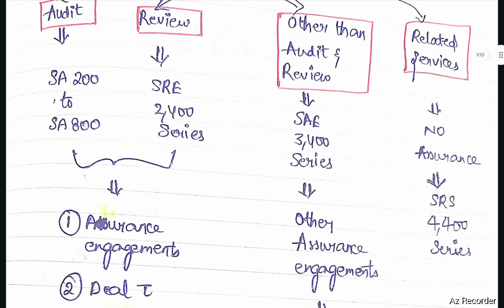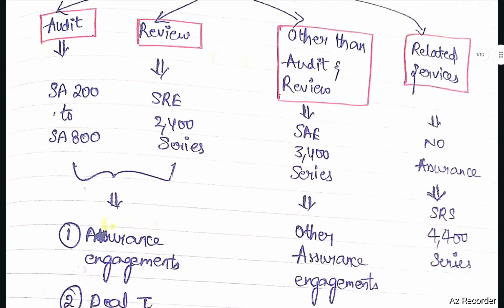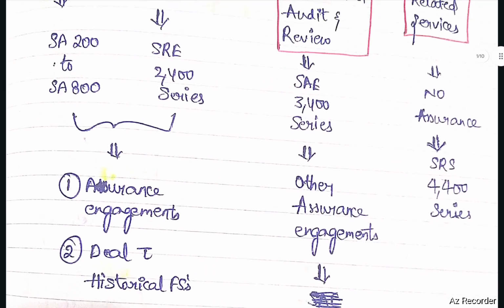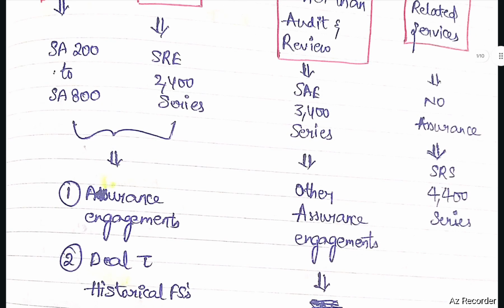For audit and review, both are called as assurance engagements. They deal with historical financial statements. Whereas other than audit and review are called as other assurance engagements, for which SAE 3400 series applies. For related services, SRS 4400 series applies. In related services, we will give no assurance.